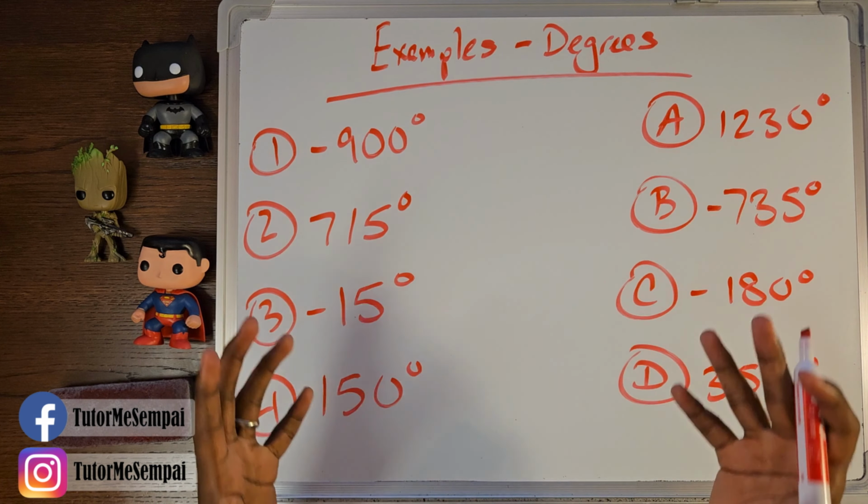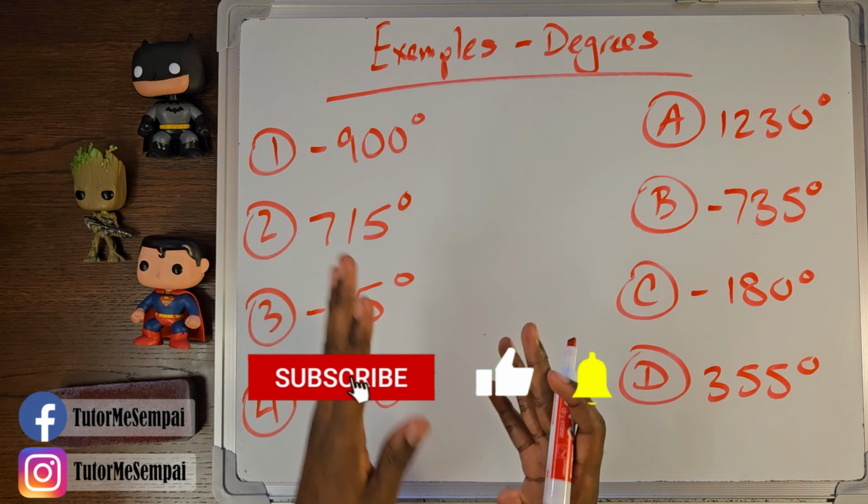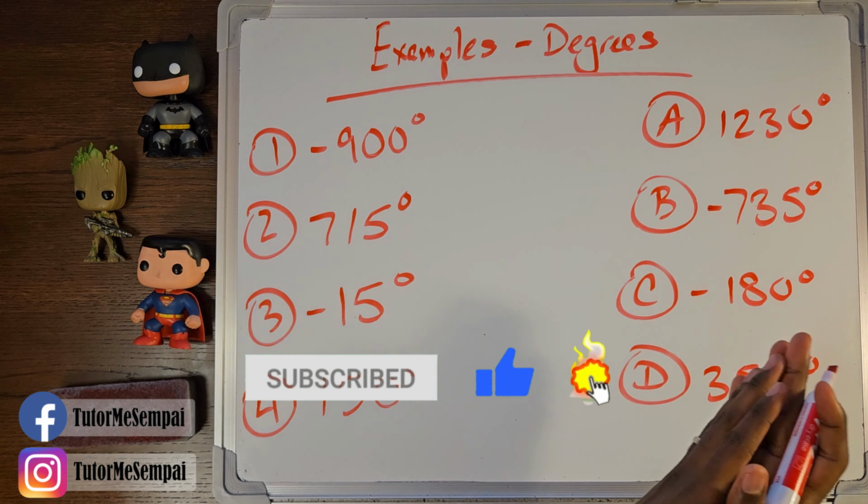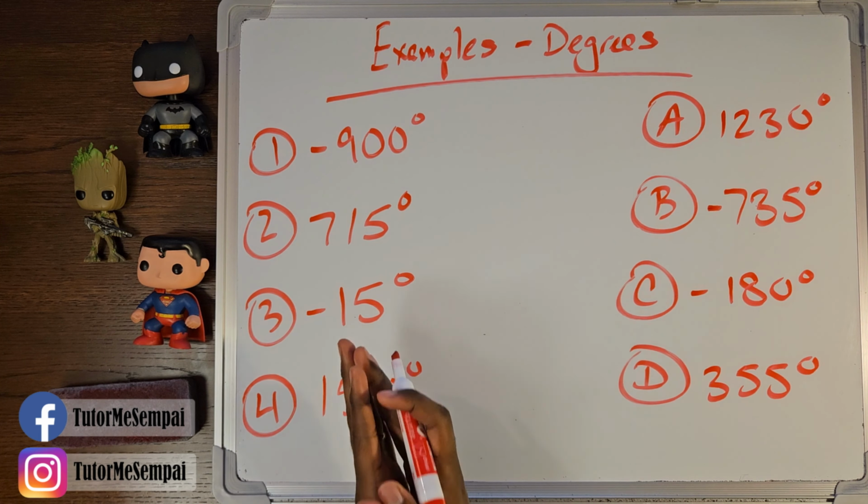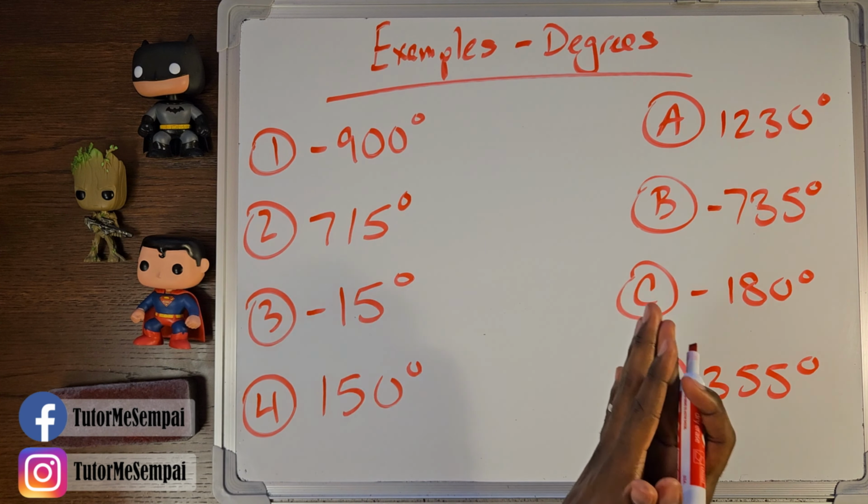But let's jump into a few examples in which you try to find coterminal angles given some initial angles. In these examples, we're going to focus on 4 angles given in degrees. We'll do radians next, but we're going to look at these 4 angles given in degrees and try to figure out what their coterminal angles would be.